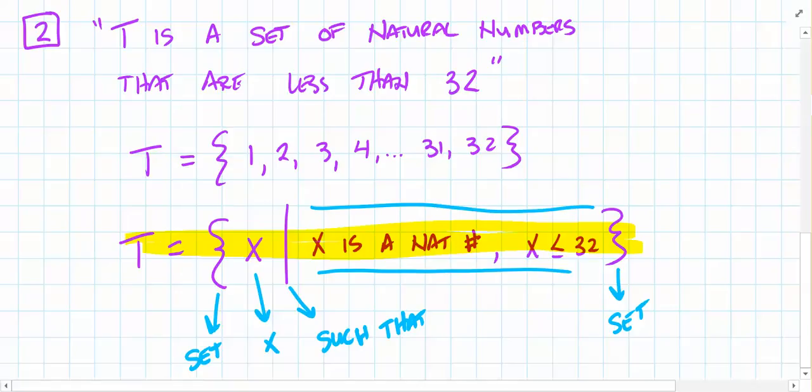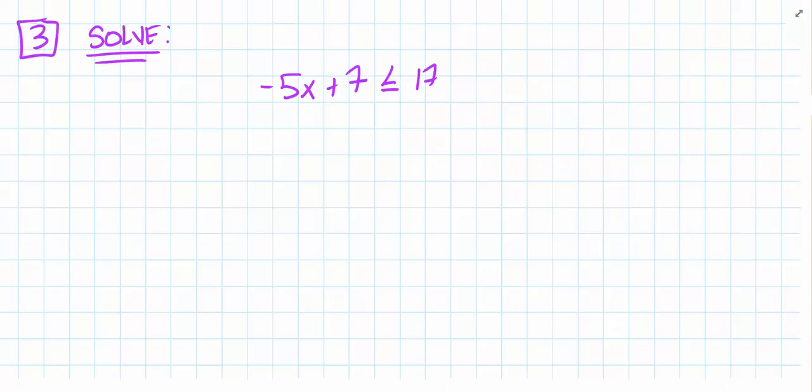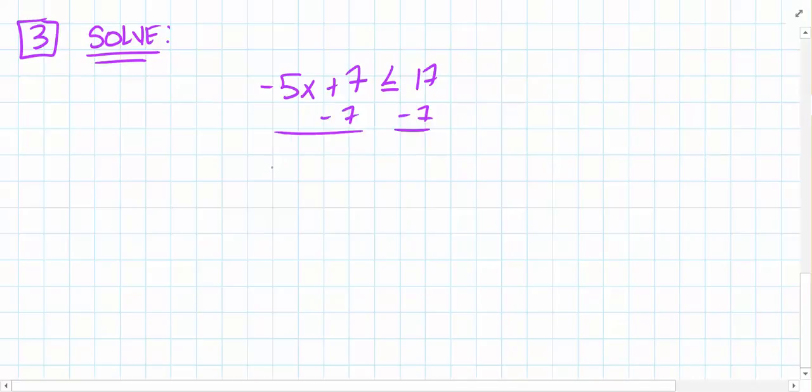Okay, so negative 5x plus 7 is less than or equal to 17. We're building on what we just did. It's an inequality statement, so we're going to solve the inequality. We subtract 7 from both sides, no big deal, and we get negative 5x is less than or equal to 10. We're going to divide by negative 5, so we reverse the direction of the inequality sign. So x is going to be greater than or equal to negative 2.